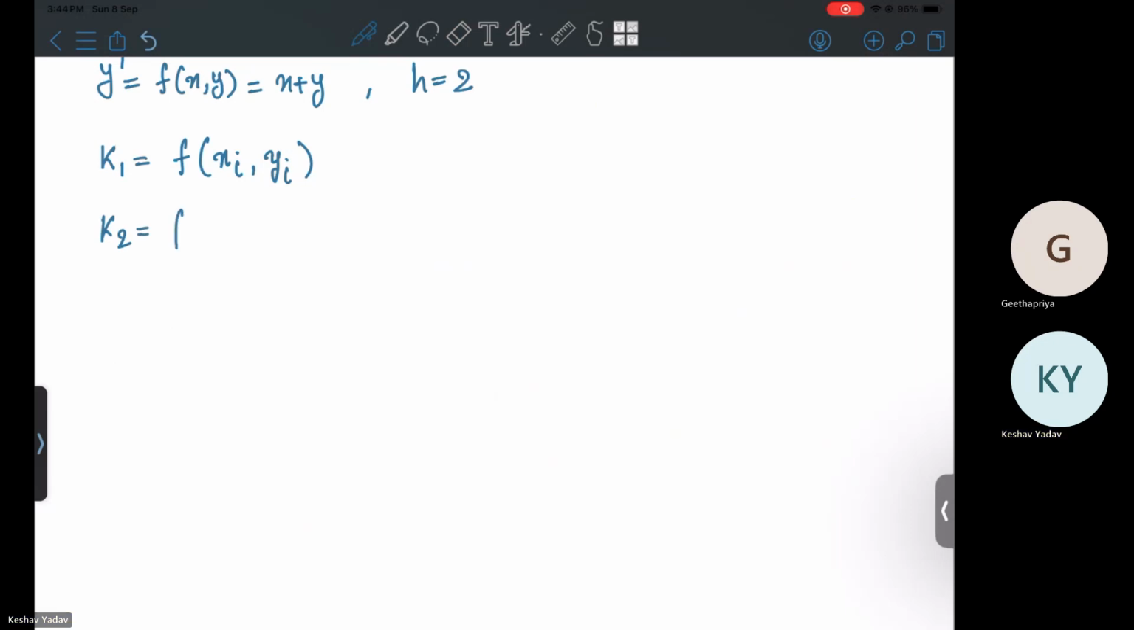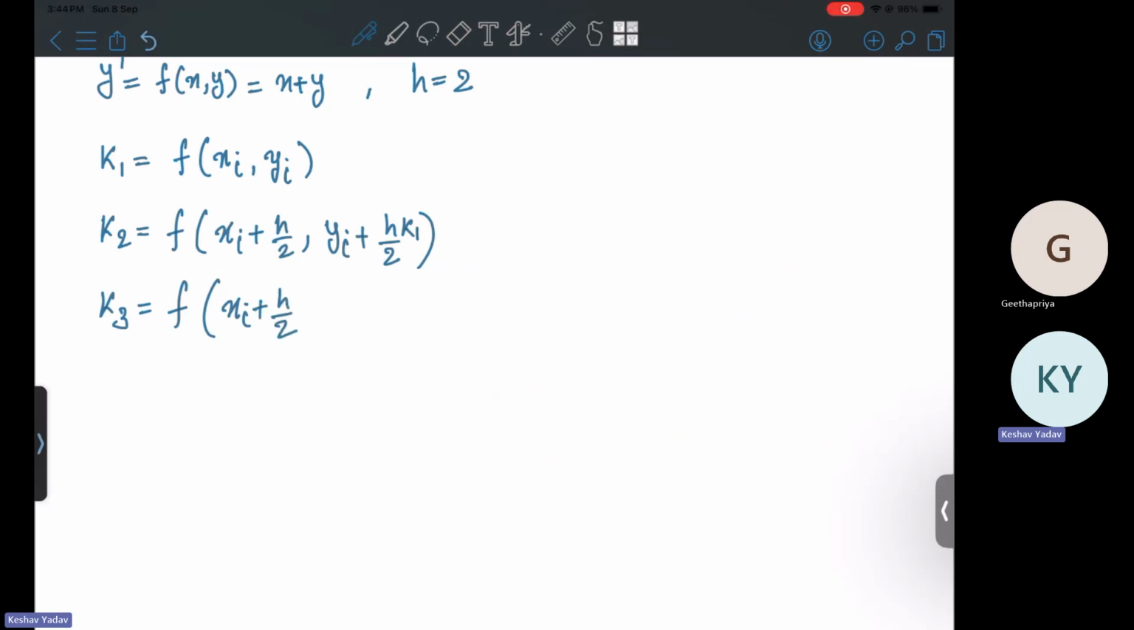K2 will be what? Function at xi plus h by 2 comma yi plus h by 2 multiplied by k1. Similarly, k3 will be equal to function value at xi plus h by 2, yi plus h by 2 multiplied by k2. Then k4 will be what? Function value at xi plus h, yi plus h multiplied by k3.